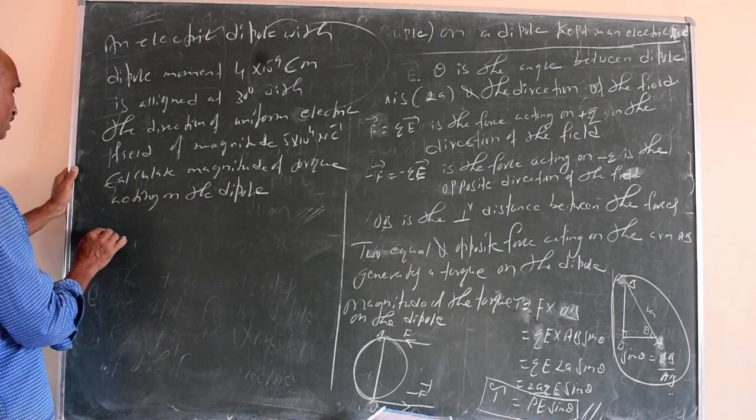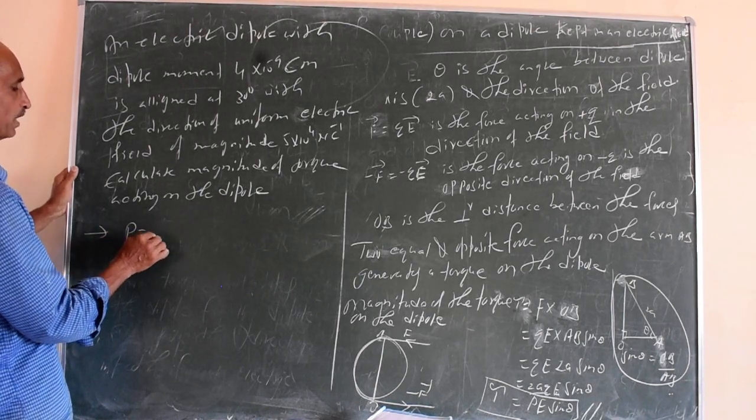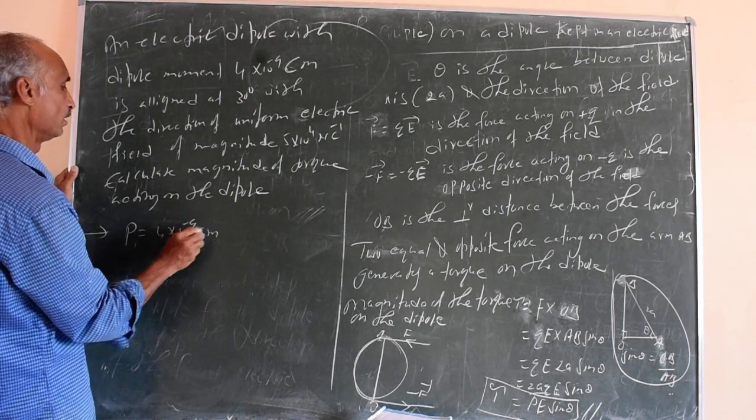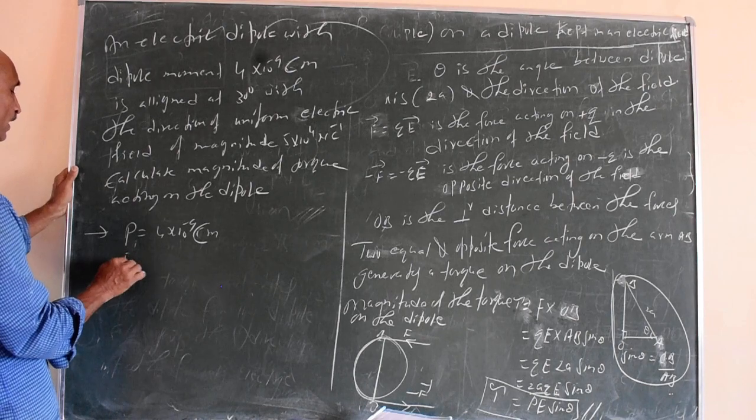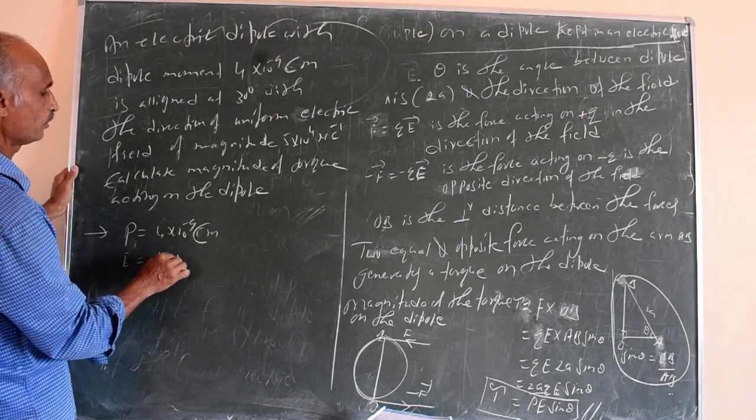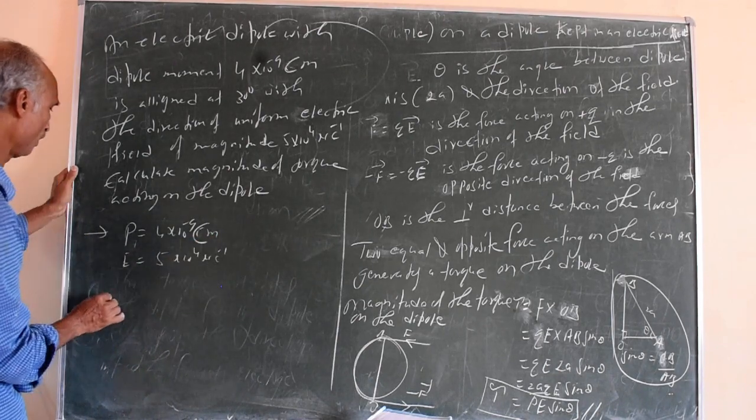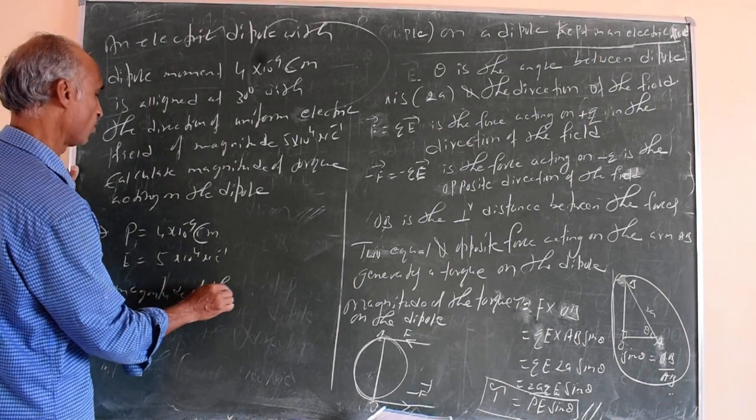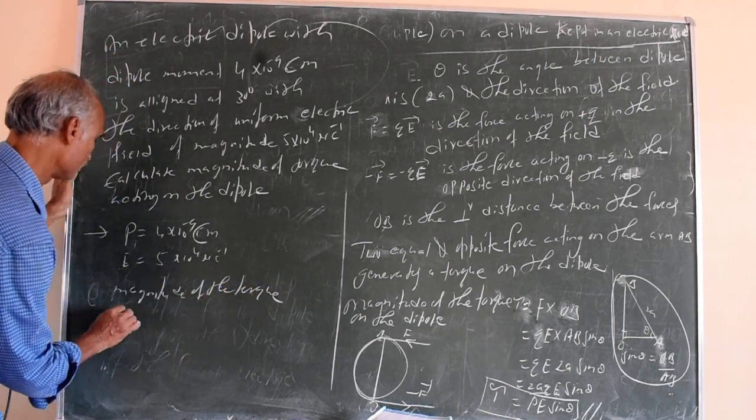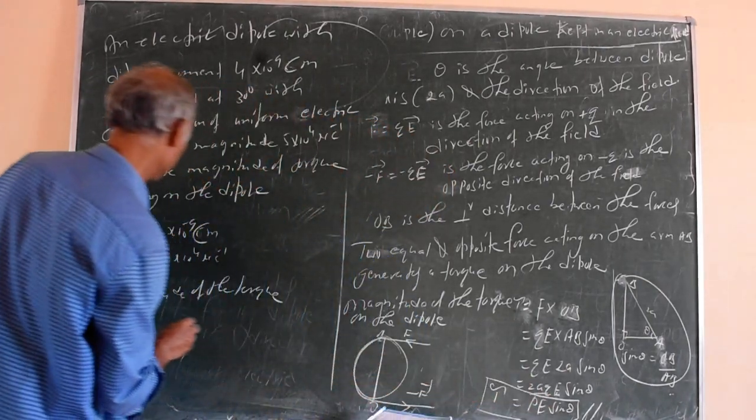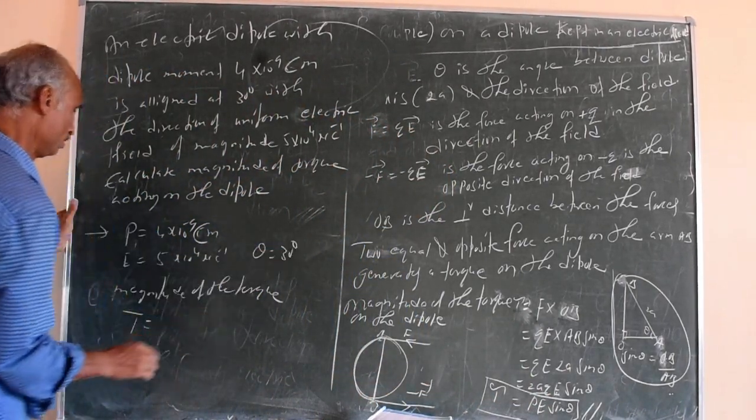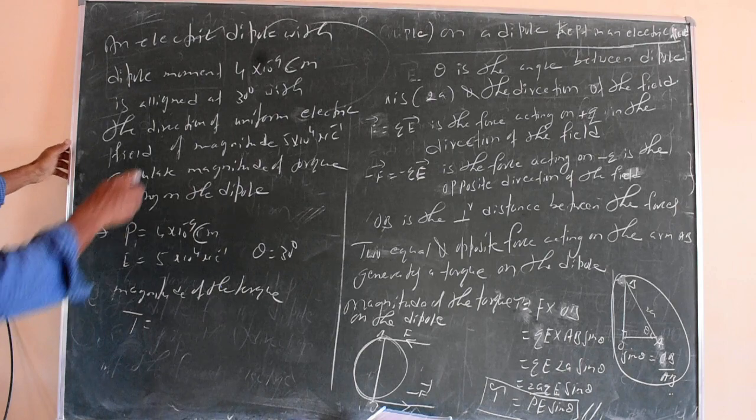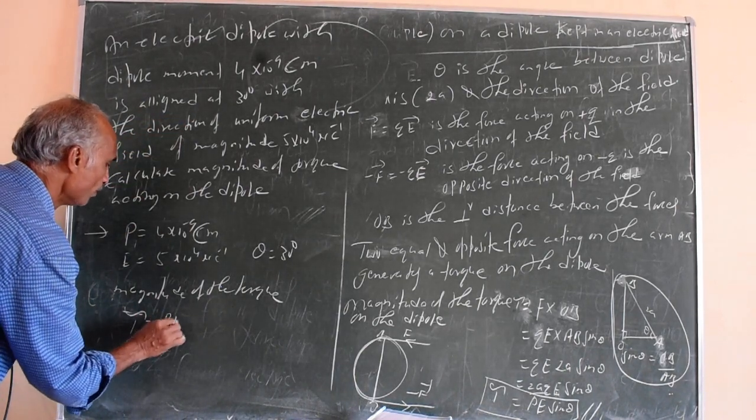Okay. So here the answer: P, the dipole moment, is given as 4 into 10 raised to minus 9 coulomb meter, capital C, and the magnitude of the field E is equal to 5 into 10 raised to 4 newtons per coulomb, no problem. Magnitude of the torque: tau is equal to, here is the formula, PE sin theta. Theta is given, theta is 30 degree. The dipole is kept at an angle of 30 degree with the field, mentioned in the problem. Torque tau is equal to PE sin theta.